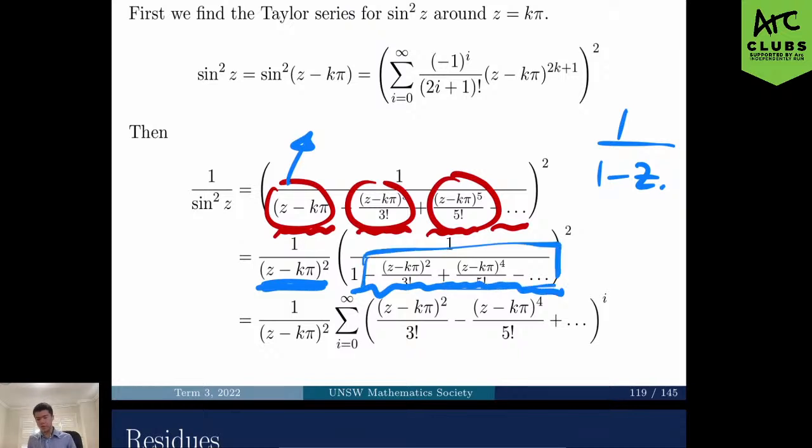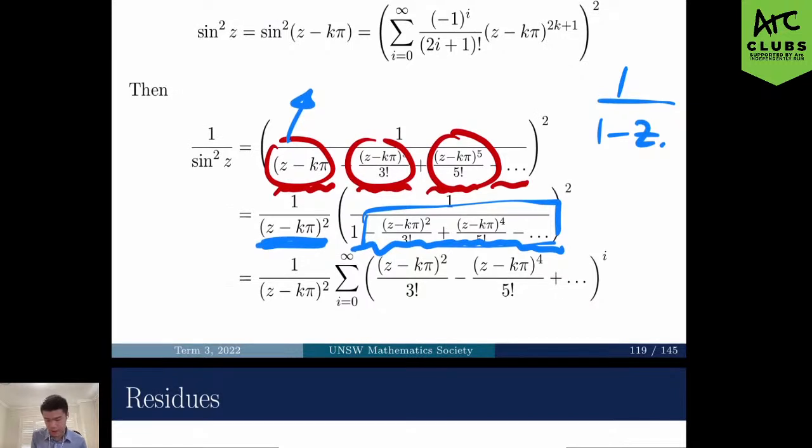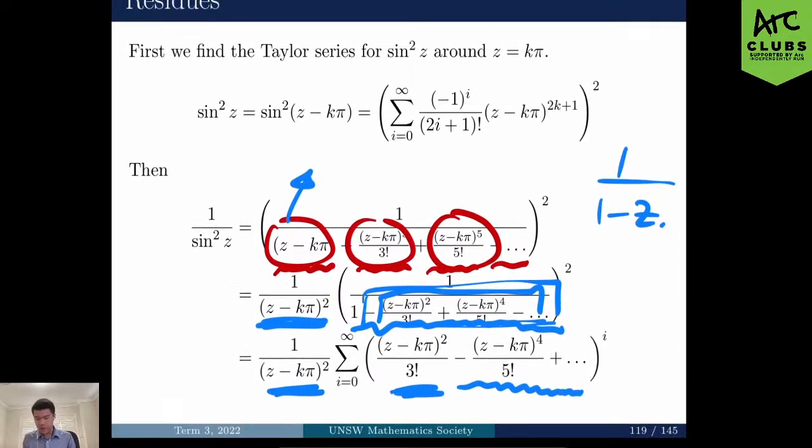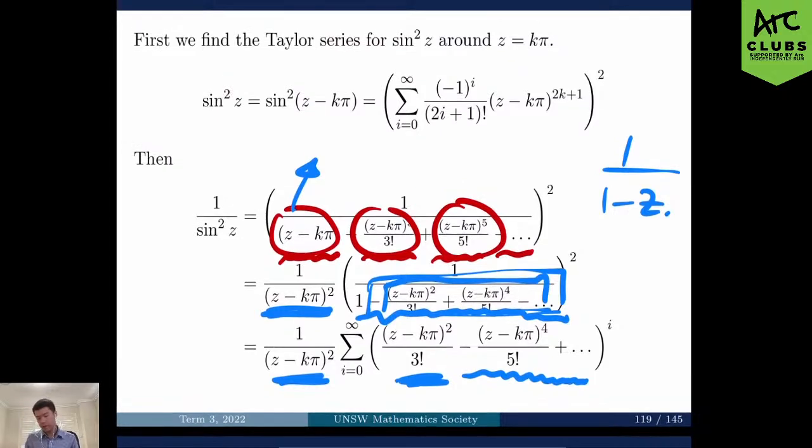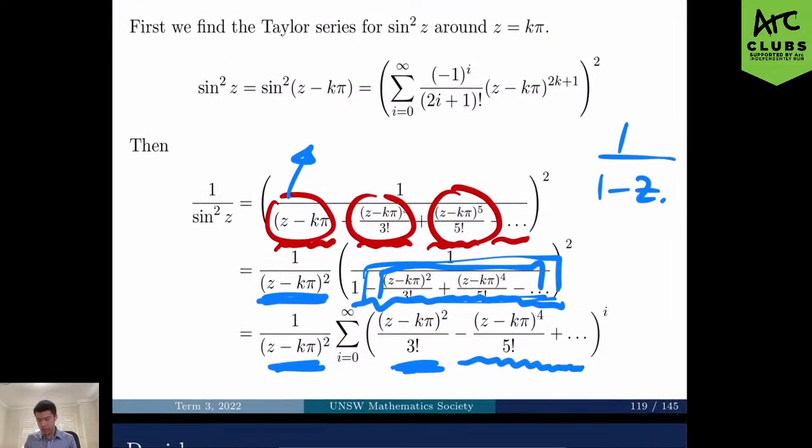And that ends up looking pretty good as well, because then we can just express this as equal to 1 divided by z minus k pi squared, all of that times the geometric sum of all of these things. So z minus k pi squared on 3 factorial all the way down. And that doesn't look super good, but the reason why it's okay is because we're only really looking for the coefficient of the minus 1 term. So it's okay that this looks really confusing and massive, because we're only after one term. We're not after the entire expansion.